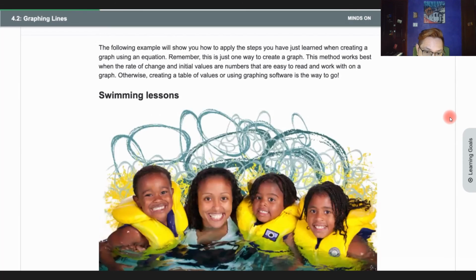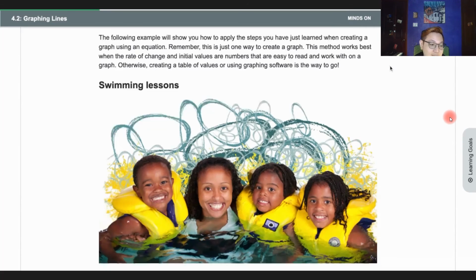The following example will show you how to apply the steps you just learned in creating a graph using an equation. Remember, this is one way to create a graph. This method works best when the rate of change and initial value are numbers that are easy to read and work with on a graph. Otherwise, creating a table of values or using graphing software is the way to go.